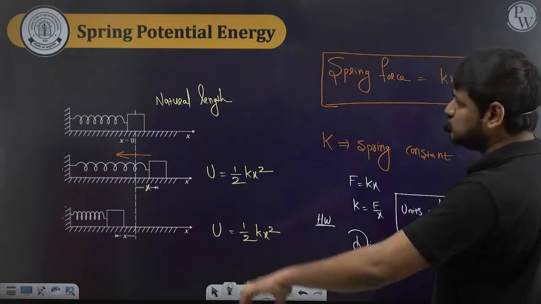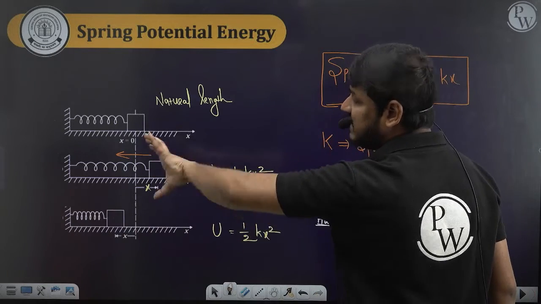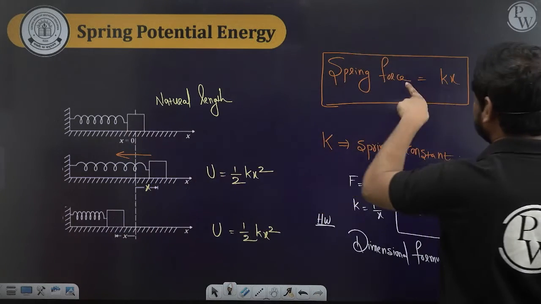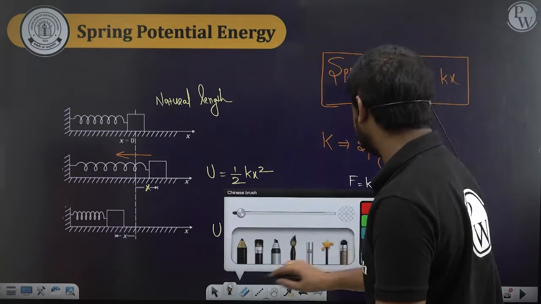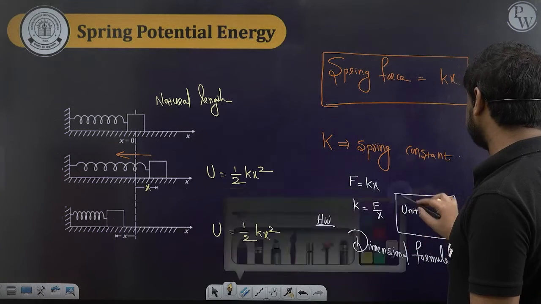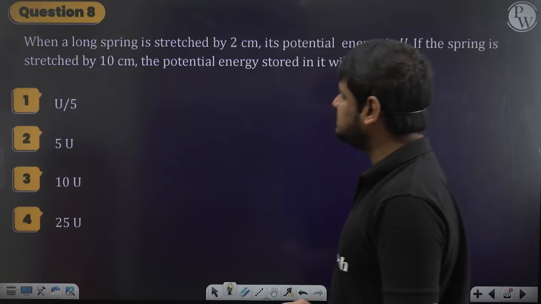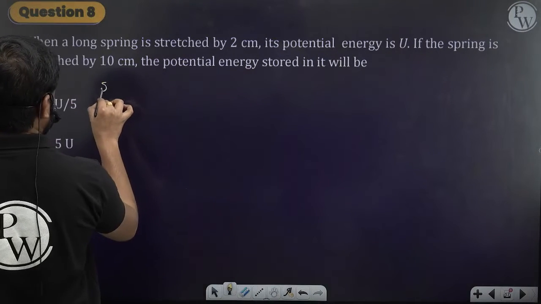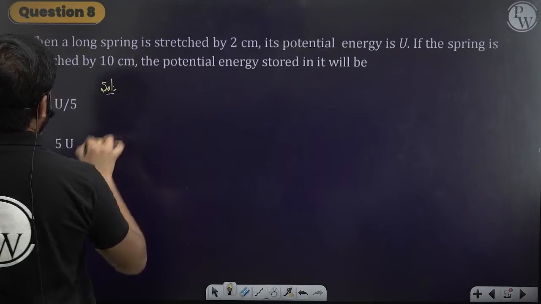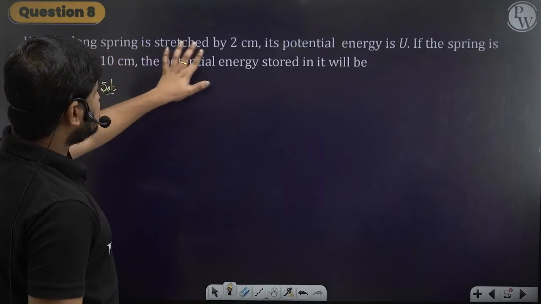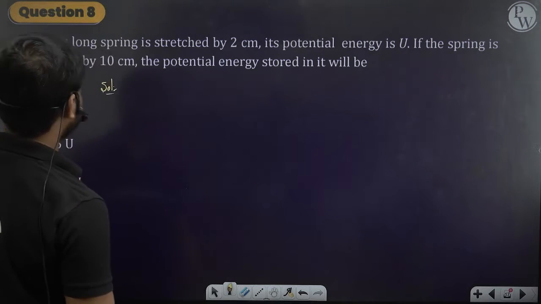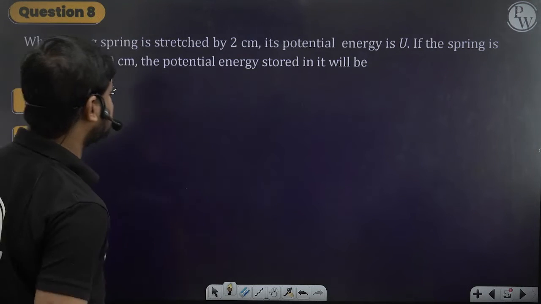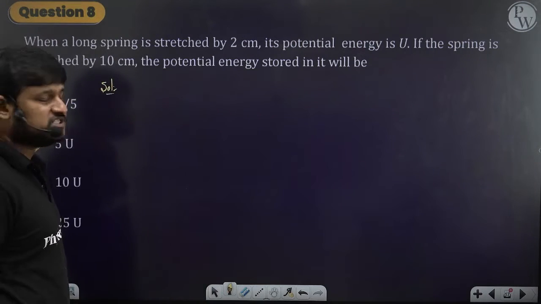So the spring force will always act towards its original position, and the spring force formula is kx. Okay, so let's solve some questions now to have a better understanding. What does the question say? The first one: when a long spring is stretched by 2 centimeters, its potential energy is U. If the spring is stretched by 10 centimeters, what is the potential energy stored in it?